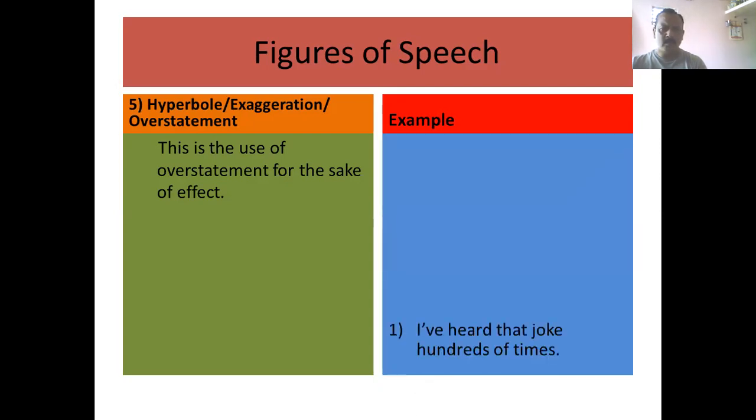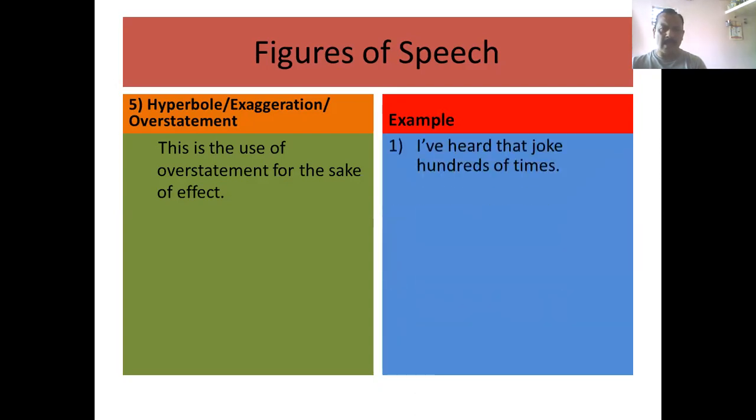Now, with the examples of this: I have heard that joke hundreds of times. Means here, hundreds of times. Can the speaker tell the joke hundreds of times? No. He may have told the joke two or three times, but two or three times is converted into hundreds of times. At that time, it is exaggerated, it is overstated, and because of that, this figure of speech is called hyperbole, exaggeration, or overstatement.